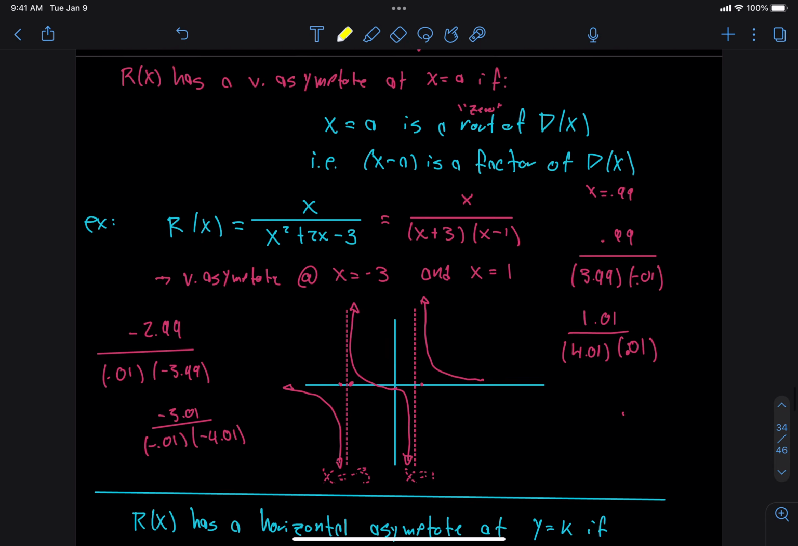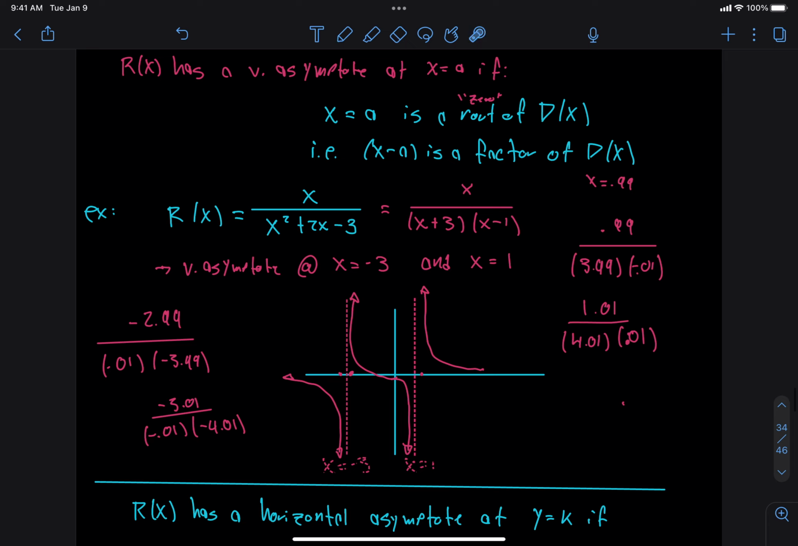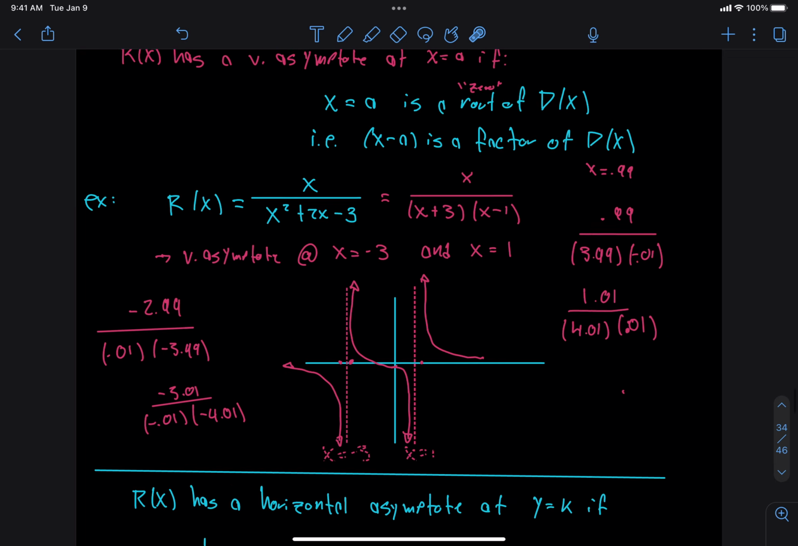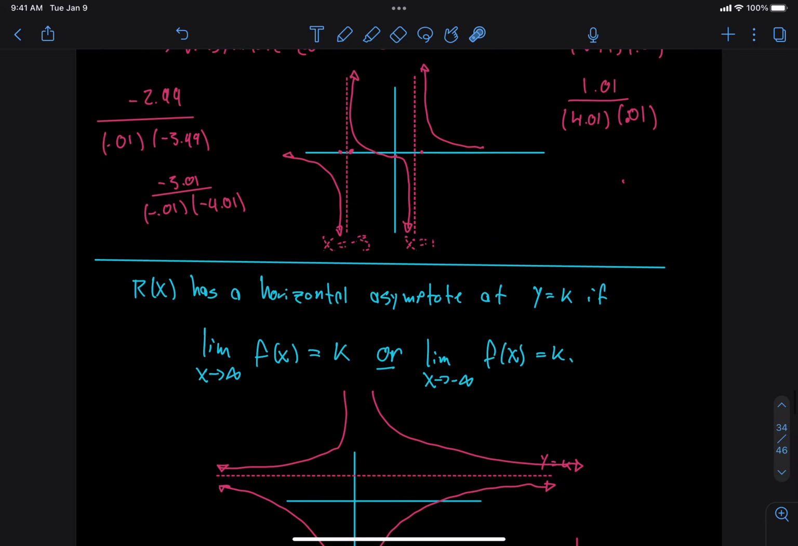All right, so that's vertical asymptotes. So when do we have a vertical asymptote? We have a vertical asymptote when x equals a is a 0 of d of x, which is also to say that x minus a is a factor of d of x, the denominator function. That's why I use the letter d for denominator. Okay, so that's about vertical asymptotes.